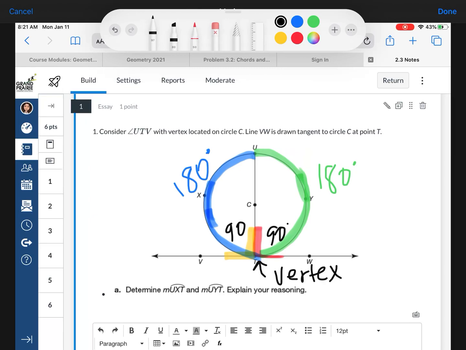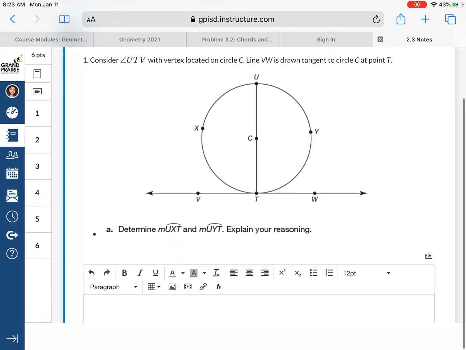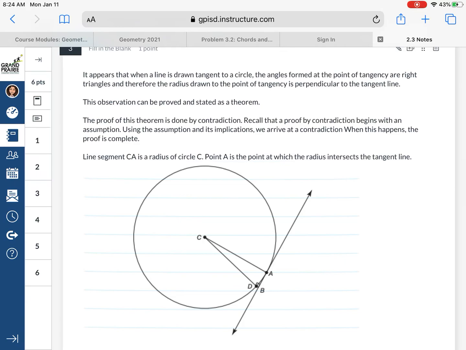Okay, so go ahead and type that information in. That's what they want. They want you to explain what we just talked about. So go ahead and pause the video and explain how we got to those angles being both 90 degrees. Okay, let's go on to number 3. It says, it appears that when a line is drawn tangent to a circle, the angles formed at the point of tangency are right triangles, and therefore the radius drawn to the point of tangency is perpendicular to the tangent line. So here's something that someone had to prove.